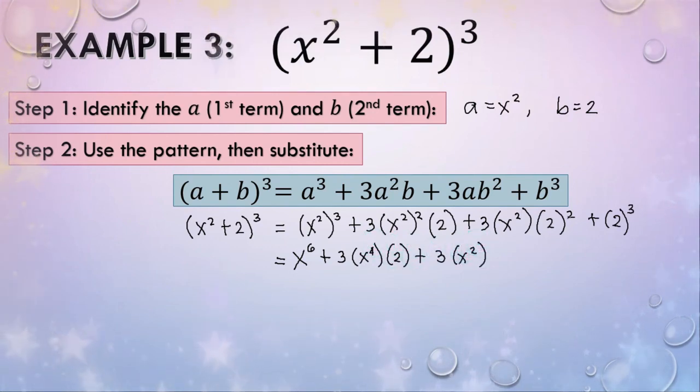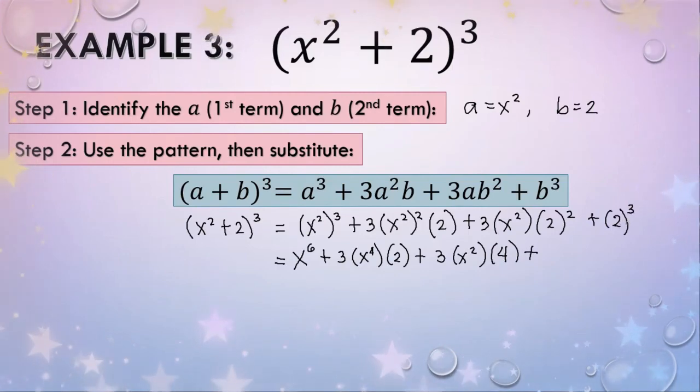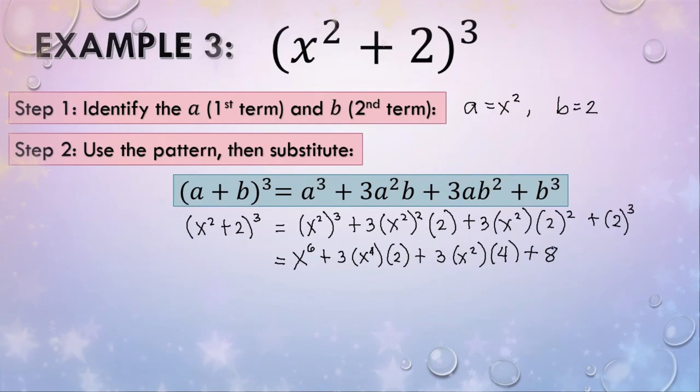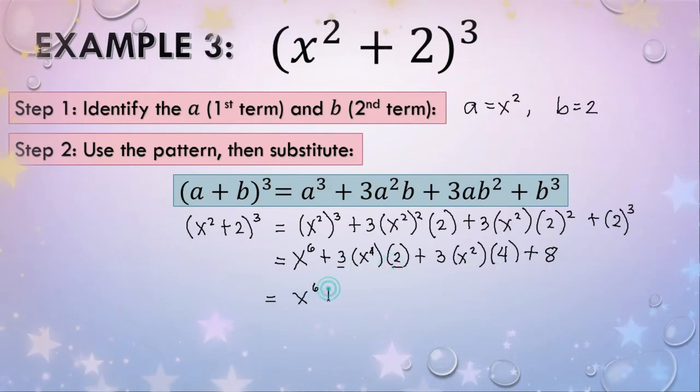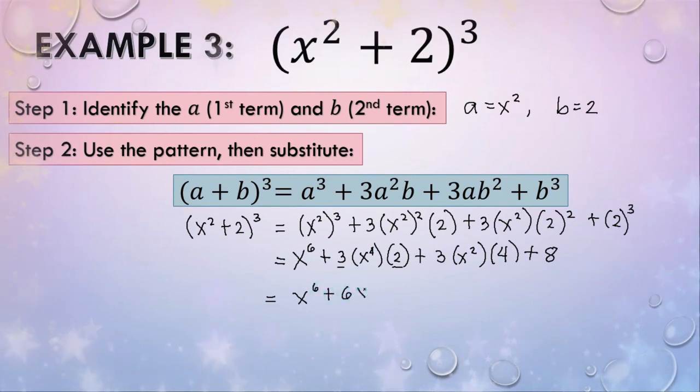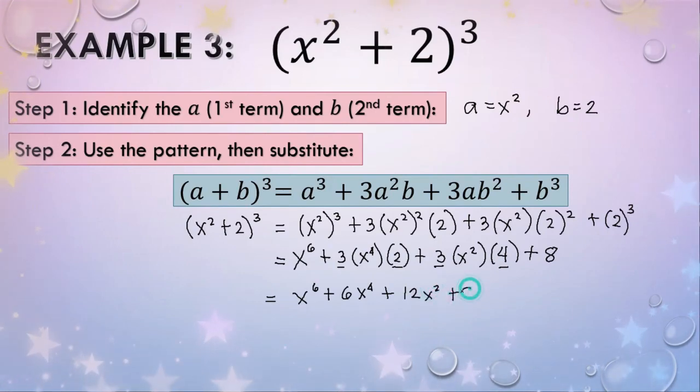What is 2 squared? 2 times 2? 4, yes. Plus 2 times 2 times 2 because it's cubed, meaning 2 times 2 times 2, the answer is 8. Good. Now this time we will finalize our answer. We will multiply the numerical coefficients 3 and 2. The answer is 6x to the 4th plus 3 times 4, that is 12, 12x squared, and copy the last term.